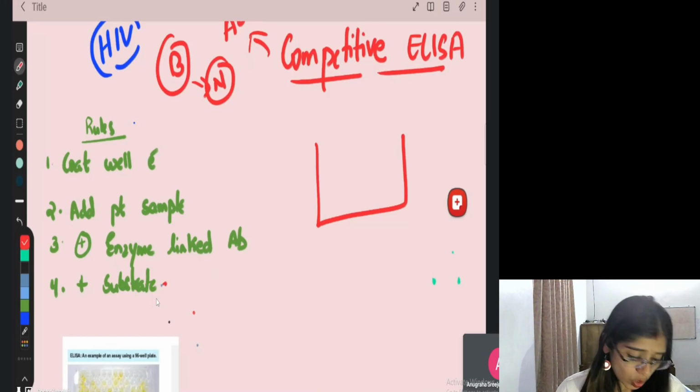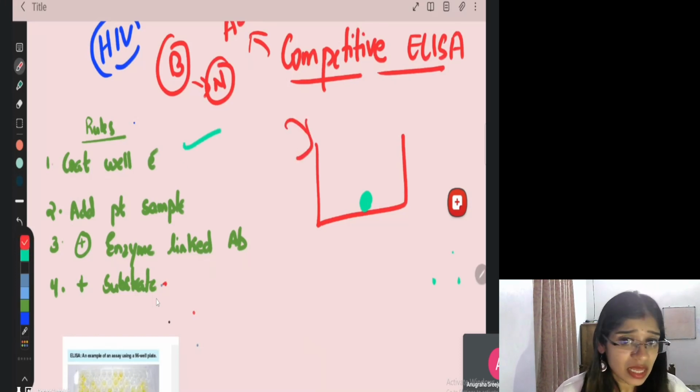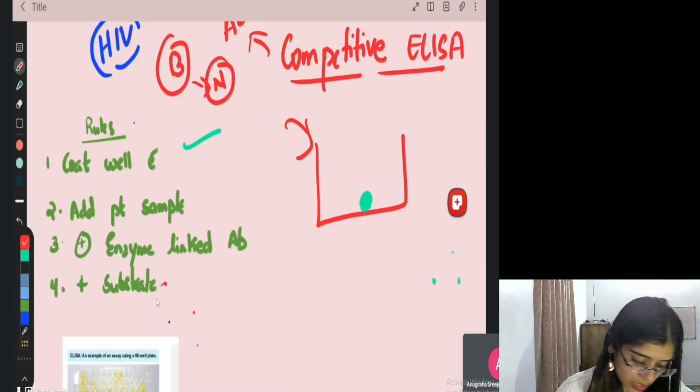So I'm coating my well with what? Tell me. I'm coating my well with antigen. Very good, HIV antigen. Second step is what? Add the patient sample. In the patient sample, will there be HIV antibodies if he is normal? No. So there are no HIV antibodies to form a bond. So the second step is also done.